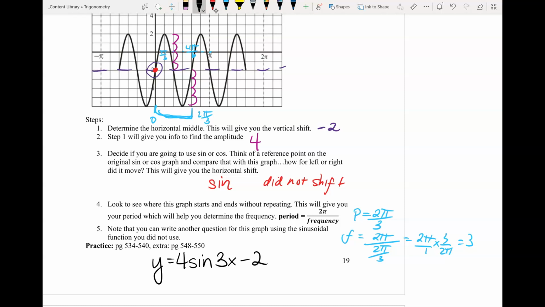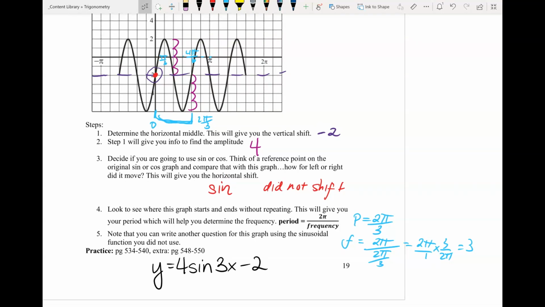You could have also tried to find another equation for this graph using cosine, and then it would be a comparable equation.